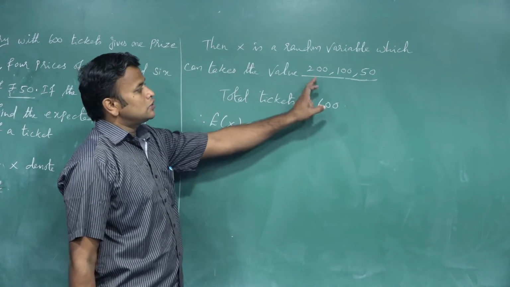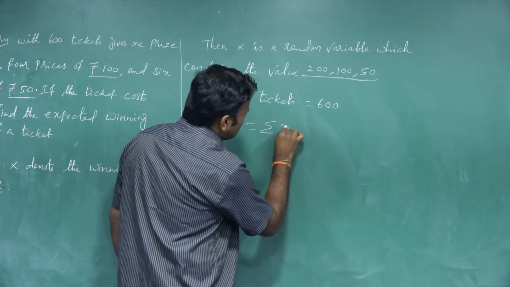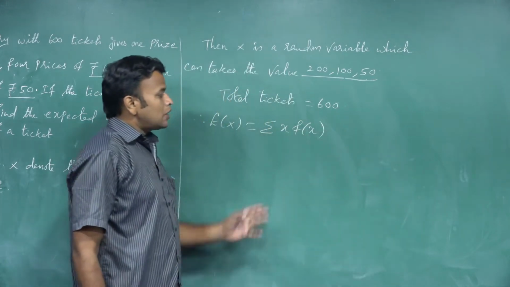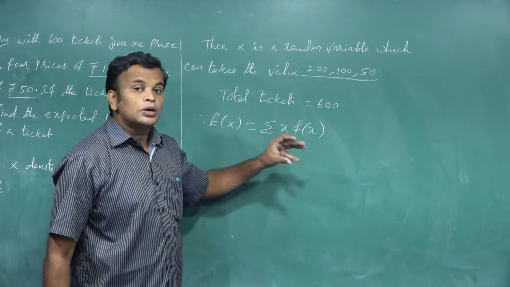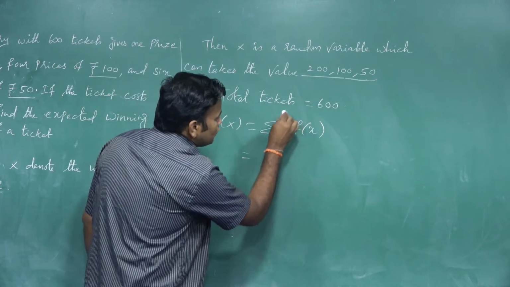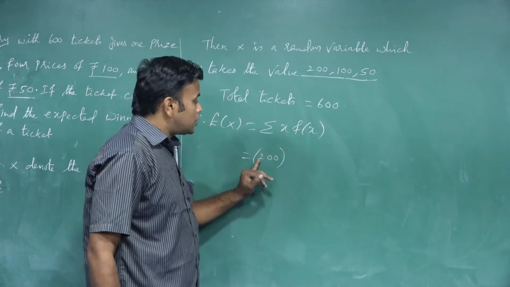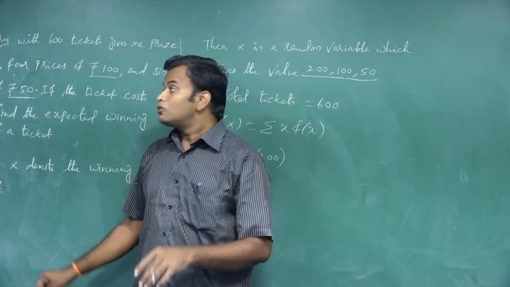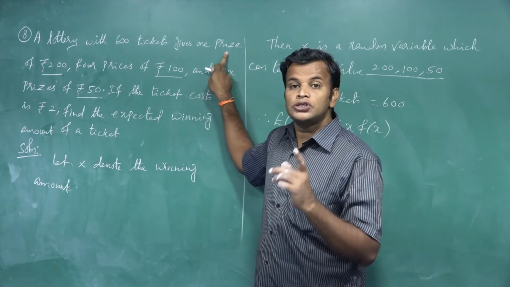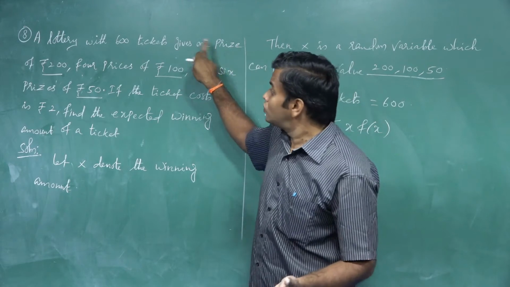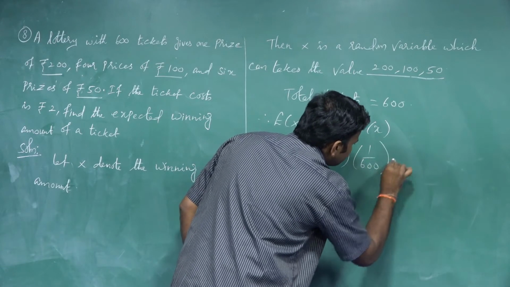Now we write the expected winning amount. You see X contains just three values, therefore it falls under a discrete random variable. So the formula is summation of X into f of x, where X is the random variable value and f of x is its probability value. The first value of X is 200. You see again the question: 600 tickets give one prize of rupees 200. Only one prize. So out of the total of 600 tickets, there is one ticket, so its probability value is 1 by 600.